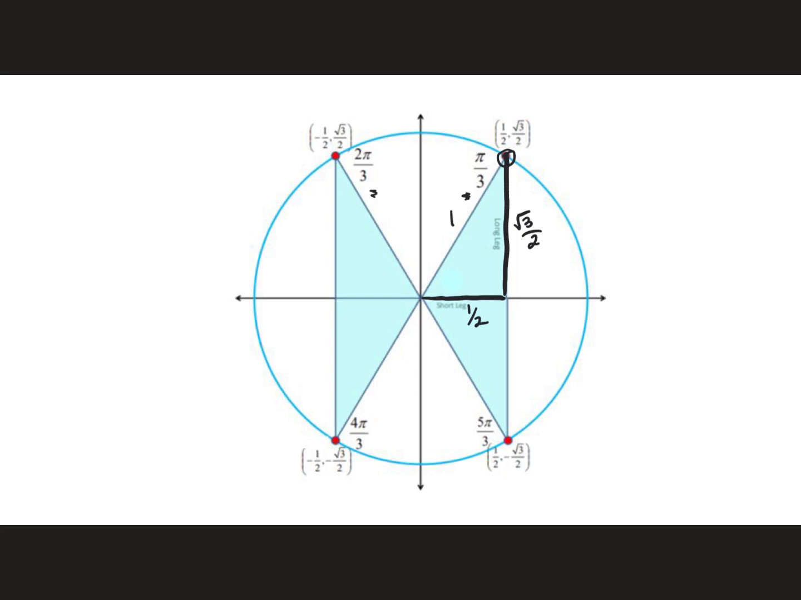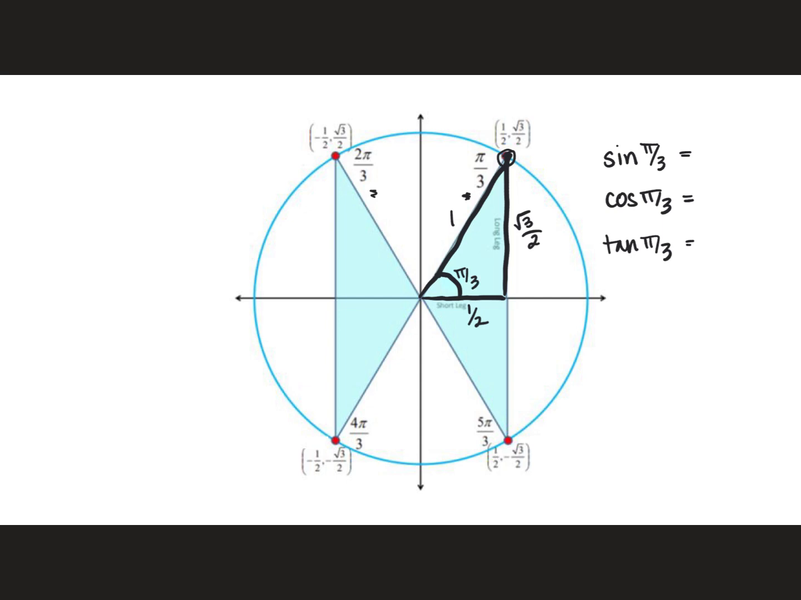So let's say I wanted to find our trig functions. We'll say sine pi over 3, cosine pi over 3, and tangent pi over 3. Let me get rid of that theta. So that puts us right here for pi over 3. That's this triangle right here.